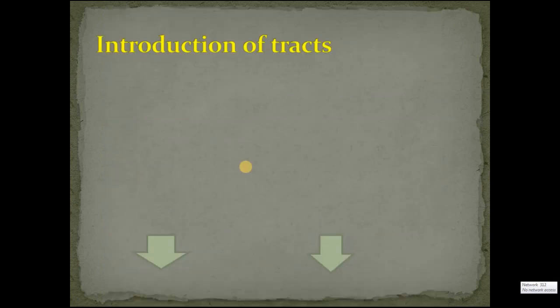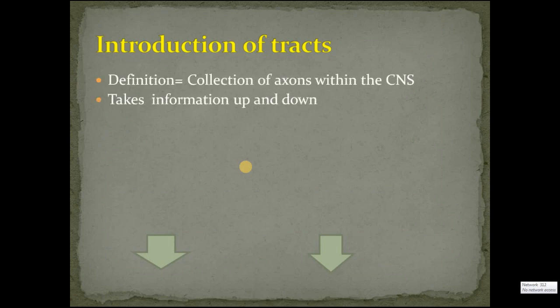Now let's talk about tracts. So what is a tract? Tracts are collections of these axons which carry information up and down. It means the axons from the brain make synapses with cell bodies in the spinal cord and carry the information. These information pathways are known as tracts. I hope you understand. Now mainly two types of tracts are present, ascending and descending tracts.